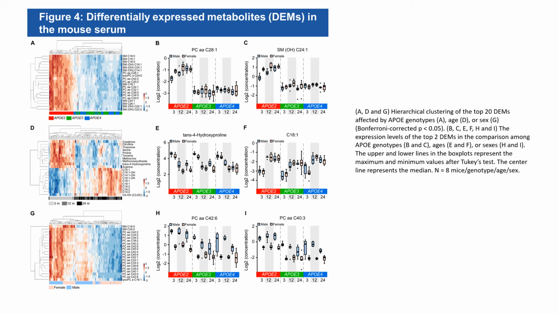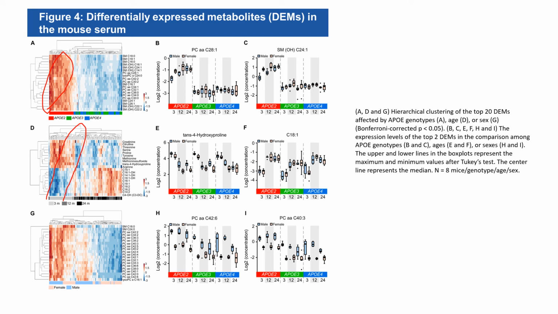We next identified differentially expressed metabolites, or DEMs, in the mouse serum. Panel A shows the differences between APOE genotypes, and you can see that E2 is significantly different from E3 and E4. And on panel B and C, we show the top 2 DEMs in terms of APOE genotype. Panel D, E, and F show the differences between age, and you can see that 3 months is different from 12 and 24 months.